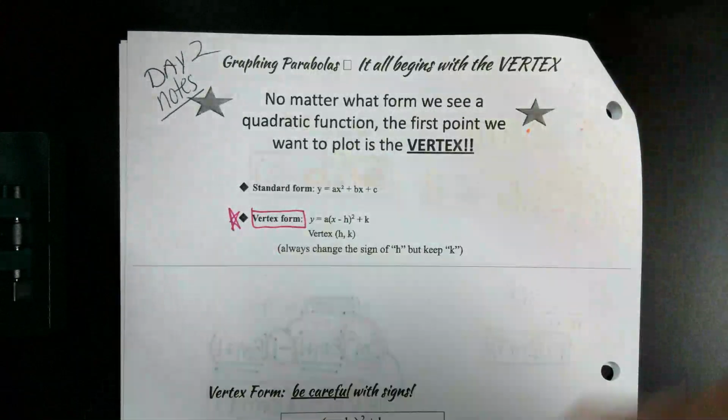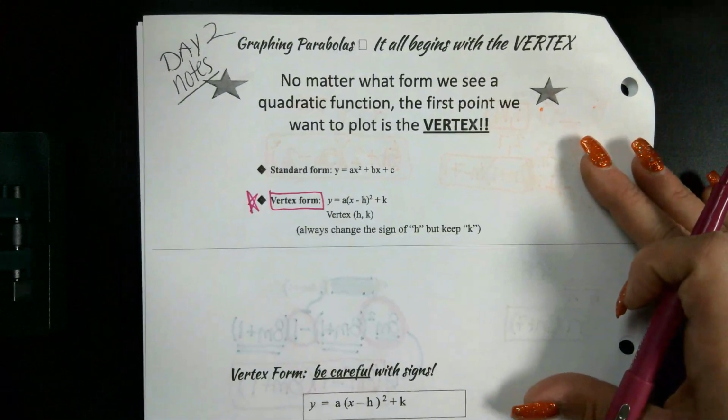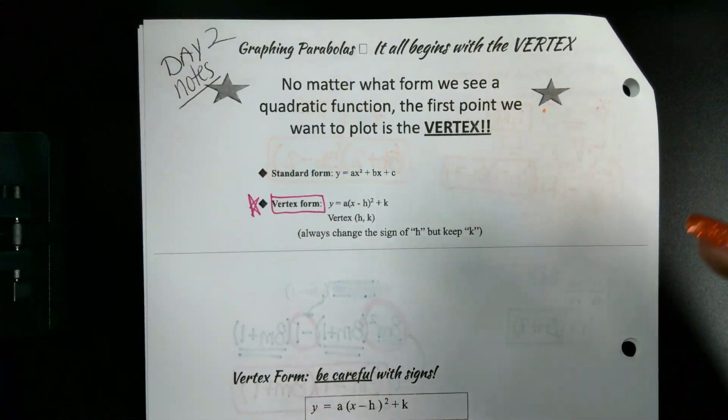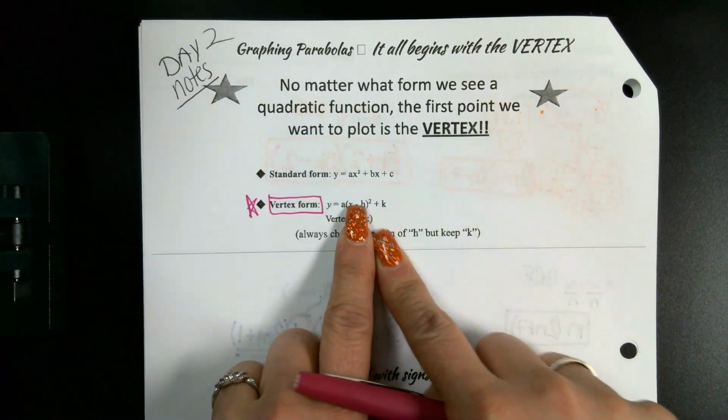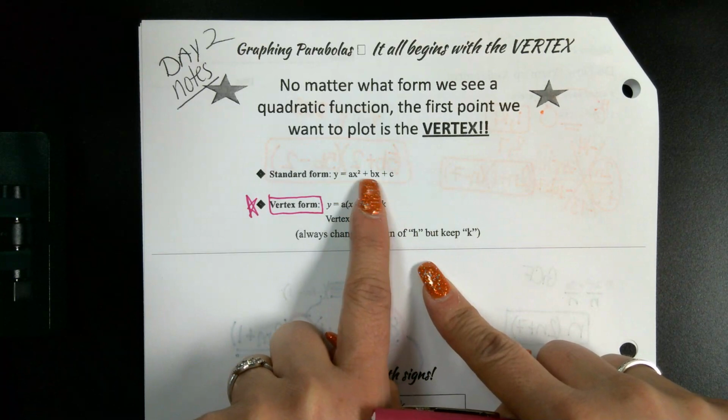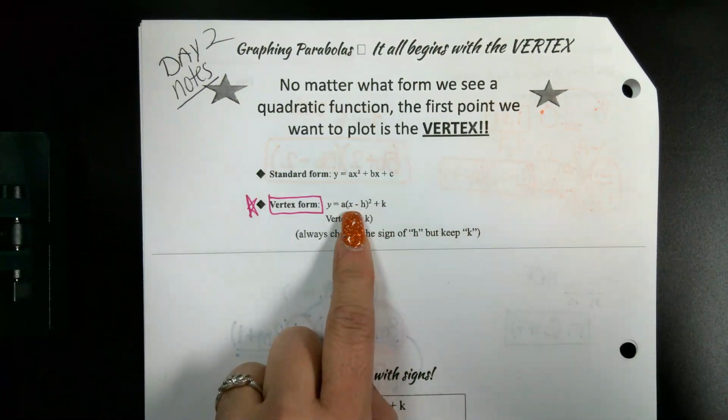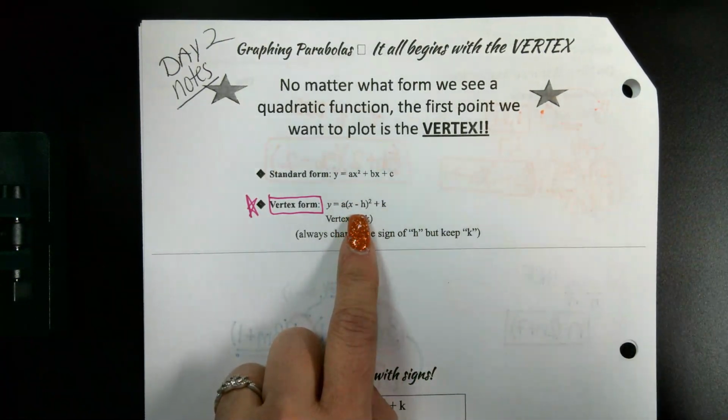The only thing you have to do, let me make this a little bit bigger for you guys. When you see this form, notice there are parentheses here, but in this one there are not. That's how you know it's vertex form. If you see a set of parentheses, you automatically know it's vertex form.